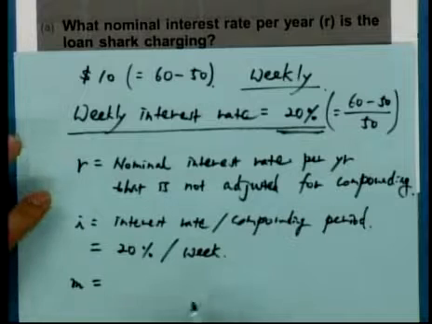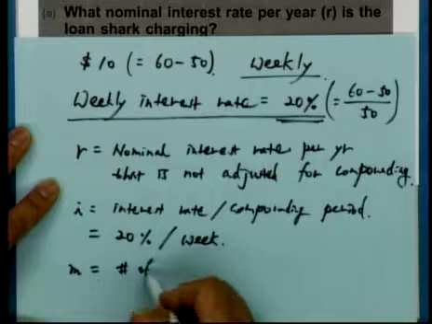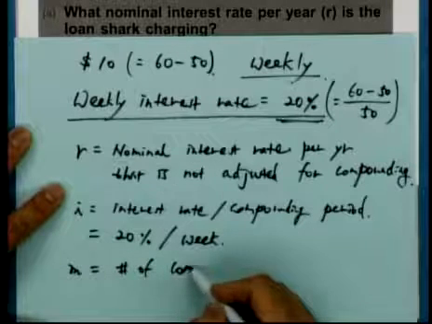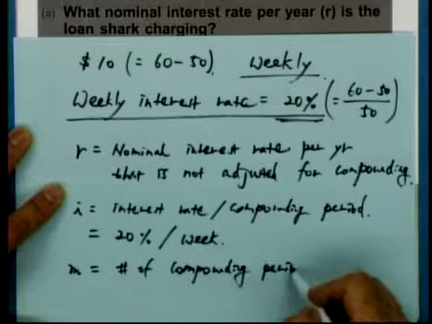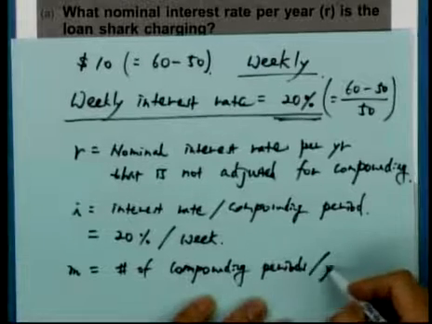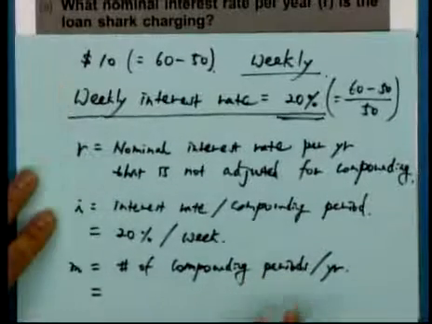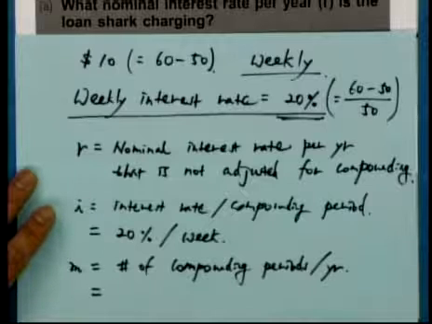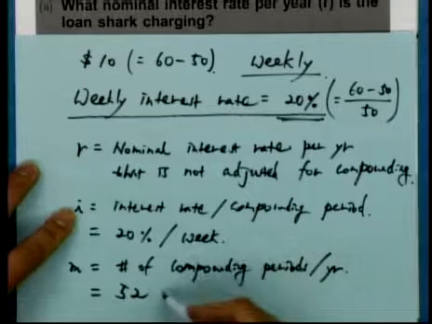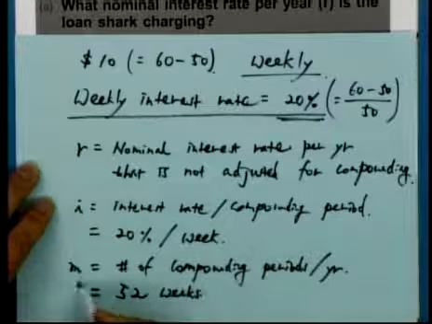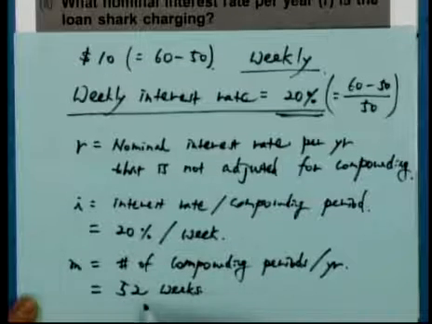Then what about m? m is the number of compounding periods per year. So what is that? How many weeks do we have in a year? 52 weeks, right? So m would be 52 because there are 52 weeks in a year.